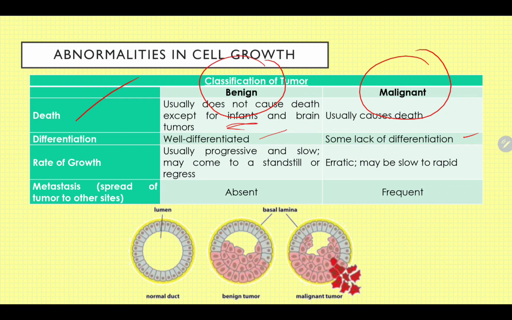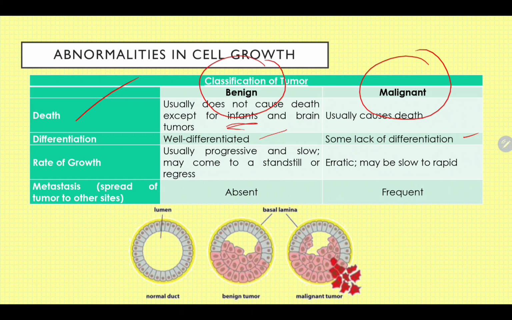You also have the rate of growth. For the benign, it is usually progressive and slow and may come to a standstill or regress. Sometimes they just stop growing, guys. Okay? Or they shrink or just disappear. For the malignant, it may be erratic. It may be slow to rapid. It's either very fast or very slow. It depends. Okay? For the benign tumor, it usually does not metastasize. While the malignant frequently metastasize. The malignant spreads, affecting more and more neighboring cells. Since they compete, they are parasitic in nature, they compete with other cells in the body.